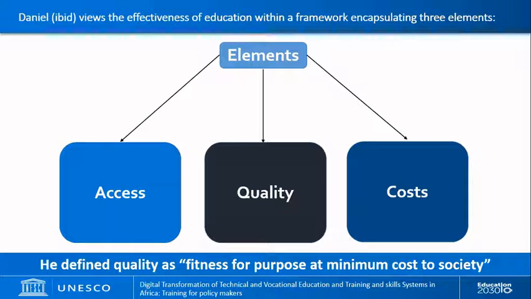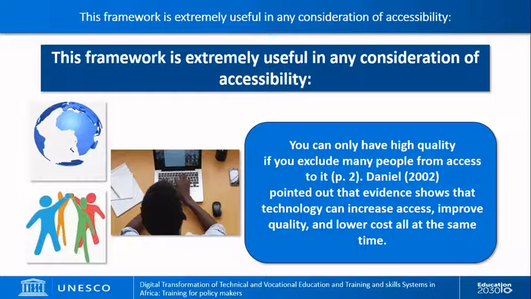Now, Daniel views the effectiveness of education within a framework encapsulating three elements: access, quality, and cost. And he defined quality as fitness for purpose at minimum cost to society. Now, this framework is essentially useful in any consideration of accessibility. You can only have high quality if you exclude many people from access to it.